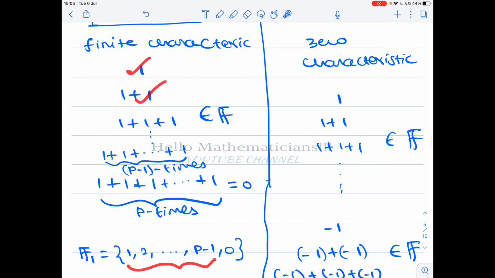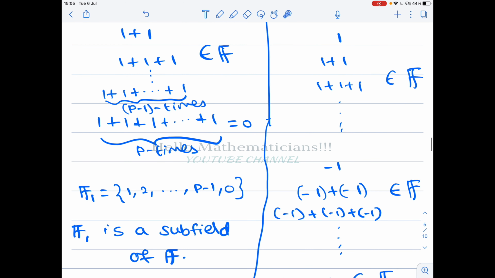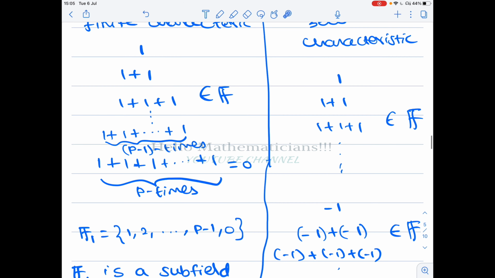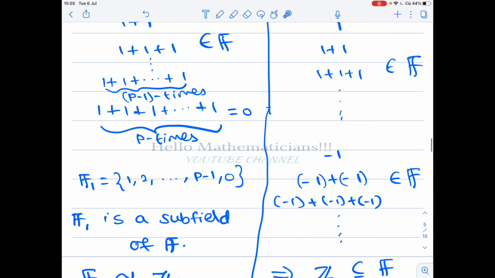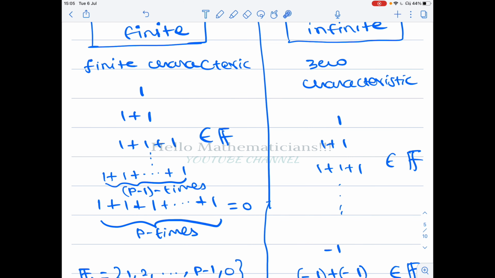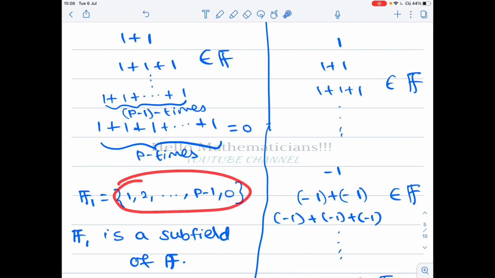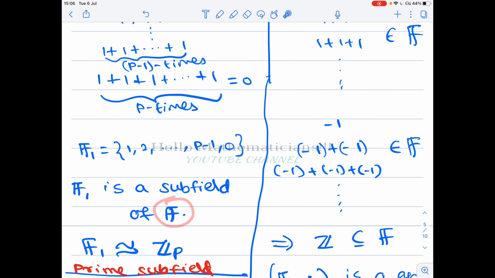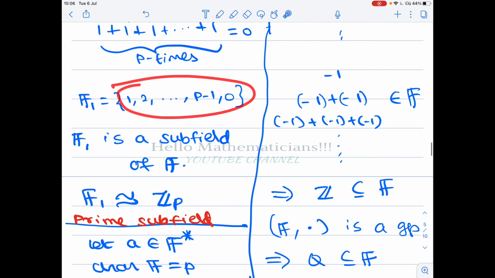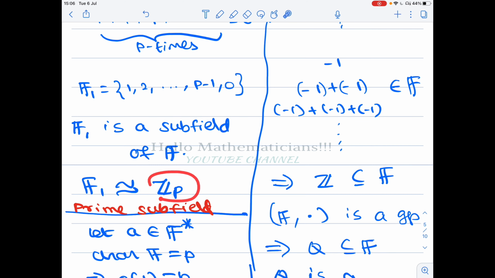This is 1, this is 2, 3, up to p minus 1. If you add, you will get p minus 1. Then we add 0 also. So this set of elements will give us p elements, and one can prove that if the characteristic is finite, if the order of the element 1 is finite, these p elements form a subfield of the field f. So it is a field with p elements, and clearly it is isomorphic to Zp.